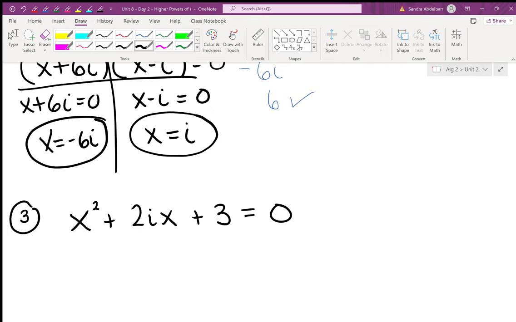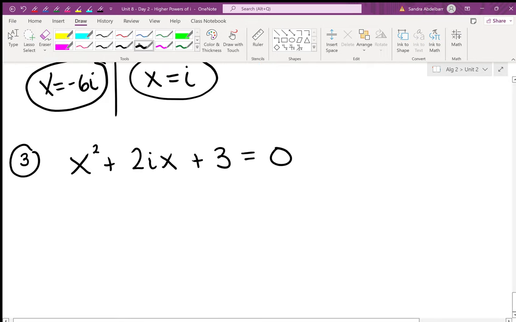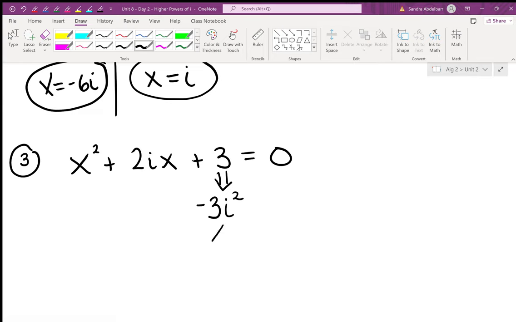Okay, so what should we have done here? For this one, in order to add to an i, we know both factors have to have an i in it. So I'm going to change that positive 3 into a negative 3i squared. So still keeping it a 3, just writing it in a different format. Now we're going to take that negative 3i squared and say, okay, well, the factors each have to have an i in it. So the i squared splits into i times i.